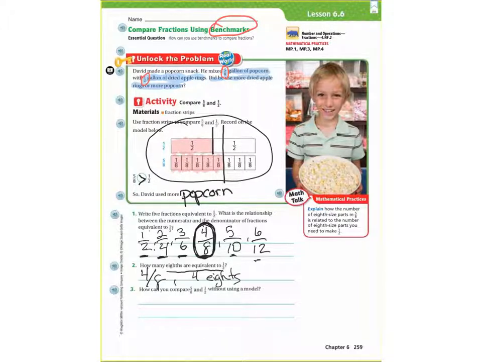You just don't want to draw a model. So think about what are some ways I can compare 5/8 and 1/2 without using a model. Now think back to what we did before the mid-chapter checkpoint. What were we doing? We were finding equivalent fractions. And how do we find our equivalent fractions?